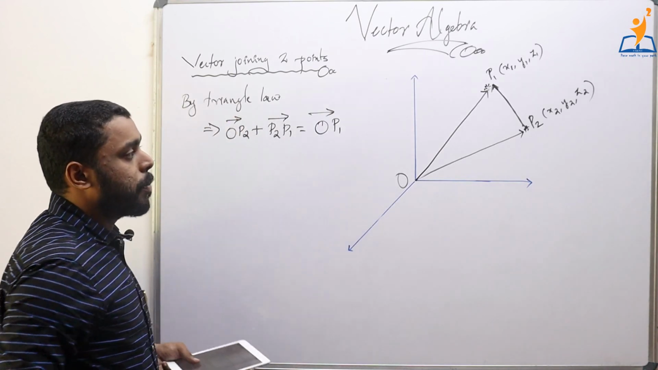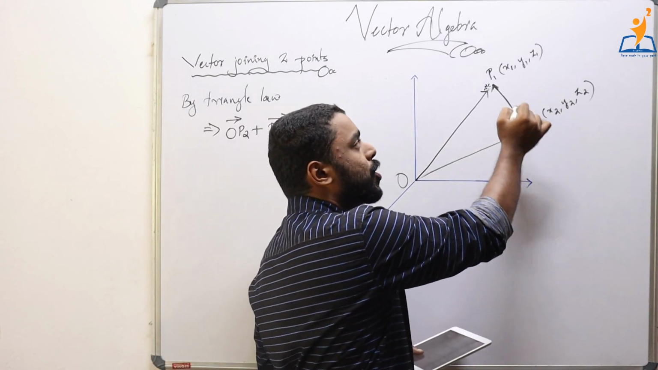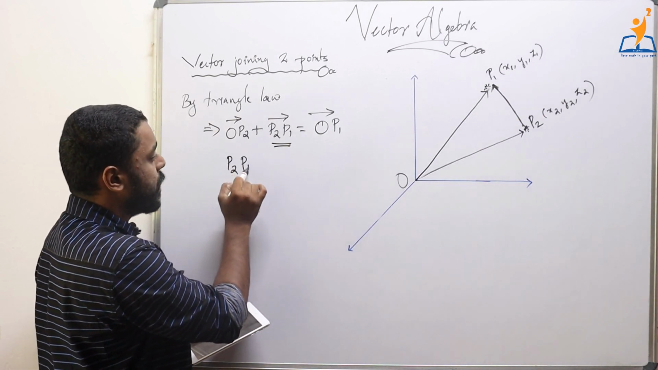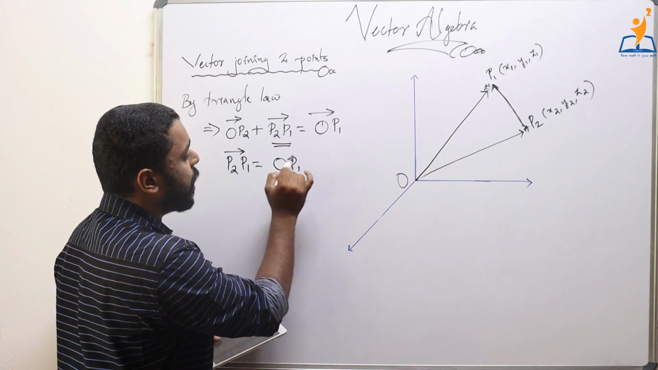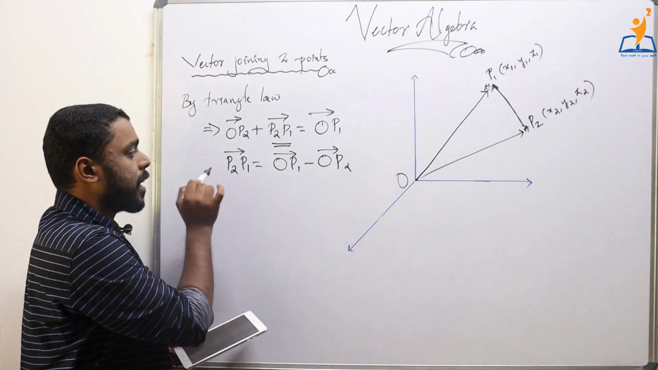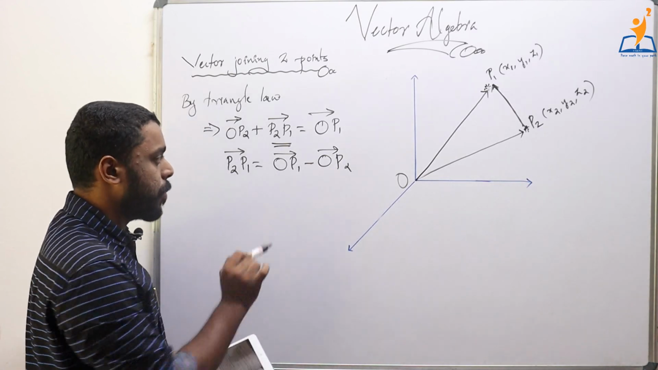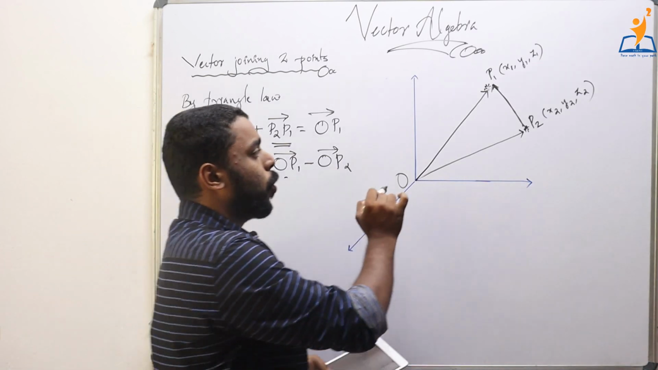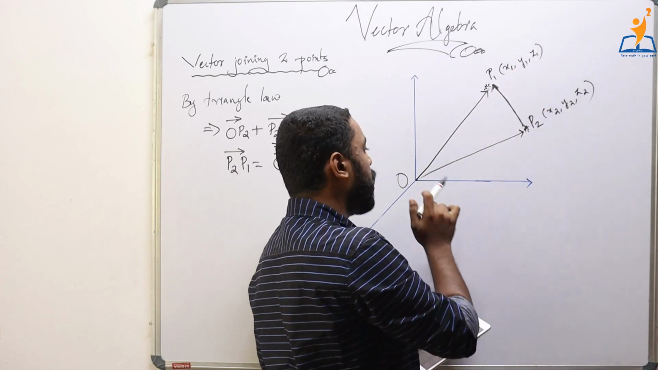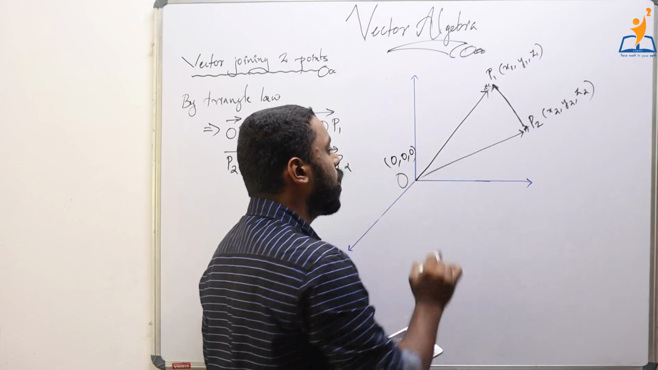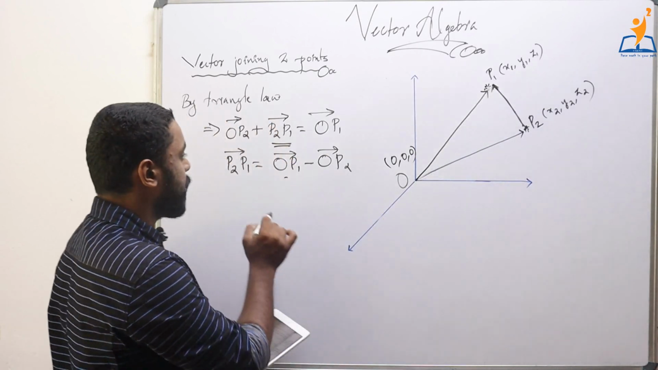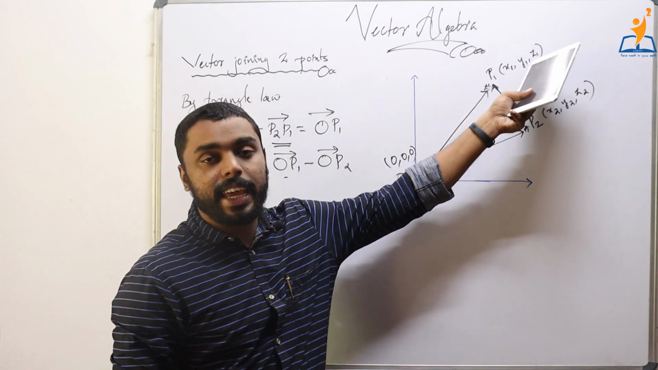So we have this, but we have to find a vector connecting what? P2 and P1. That is, we have to find this vector, so we can isolate it on the left side. So P2P1 is equal to OP1 minus OP2. Therefore the vector connecting the points P2 and P1 is nothing but OP1 minus OP2. Now what is OP1? We are given a point (x1, y1, z1), and the origin is the point O (0, 0, 0). So we know that the position vector connecting any point with the origin is nothing but x1 i cap, y1 j cap, z1 k cap.